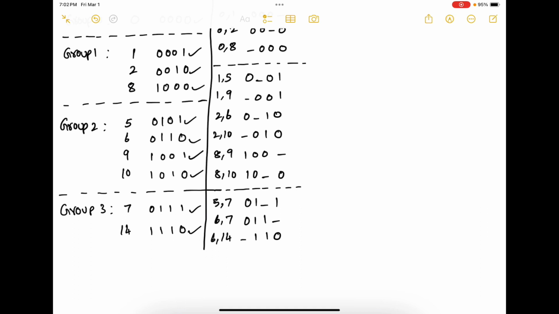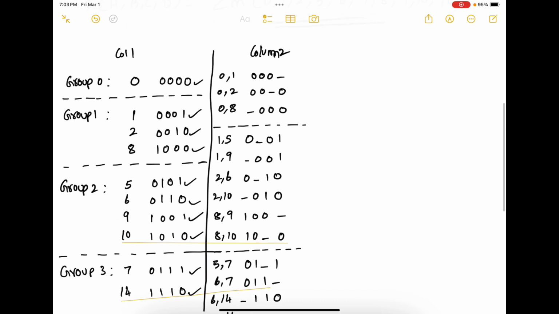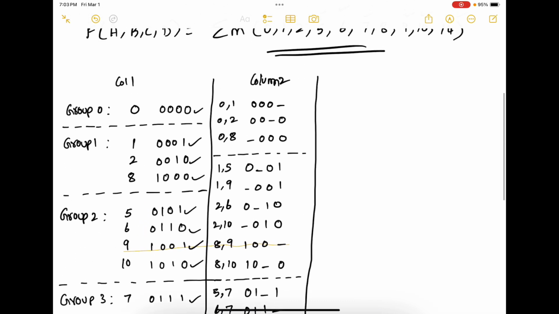Now, can you go for 9 and 7? No, because there are 3 bits changing. 9 and 14? No. How about 10 and 7? No. 10 and 14? Yes. So that would be 1 dash 1 0. This completes column 2. We go for column 3.